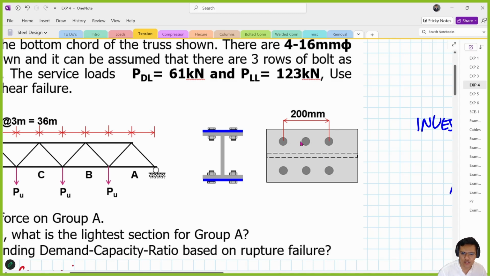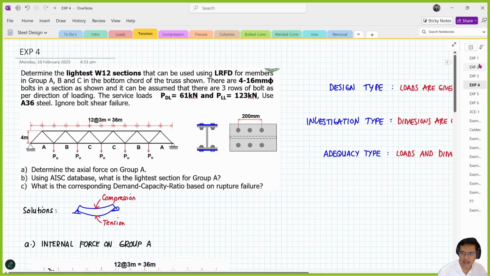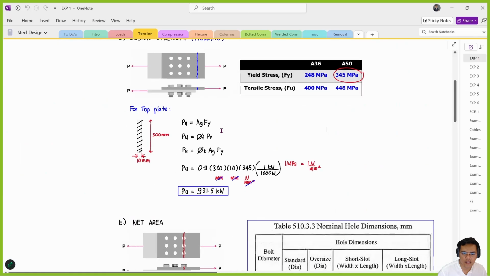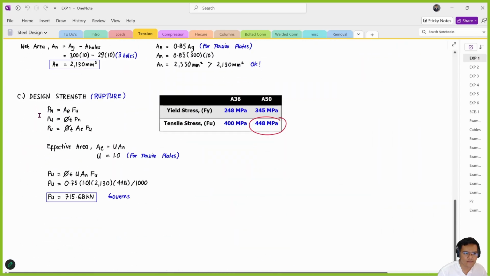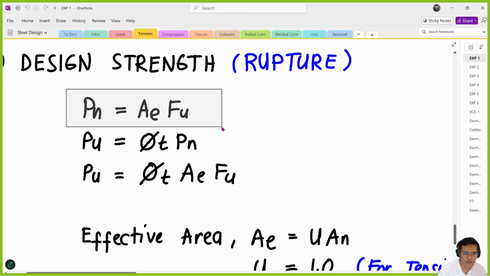Ito yung mga given, no? Meron ka daw 3 bolts, as shown, in line with the direction of applied load, and 200 mm daw tong distance na to. Okay? Sige. So going back dun sa formula ng ating rupture, okay? The nominal capacity is equal to A sub E times F sub U, and P sub U is equal to P sub T times P sub N.